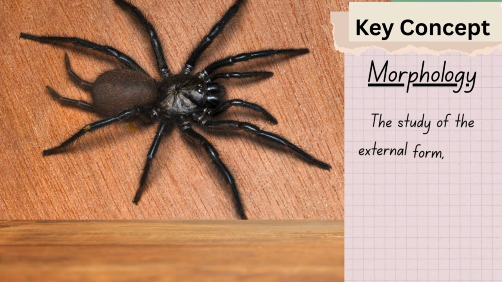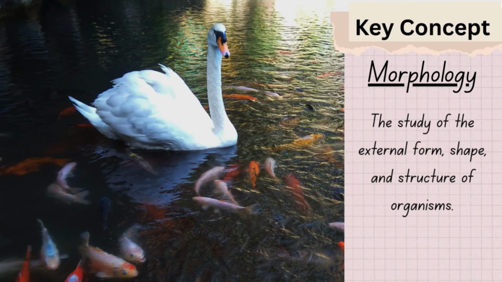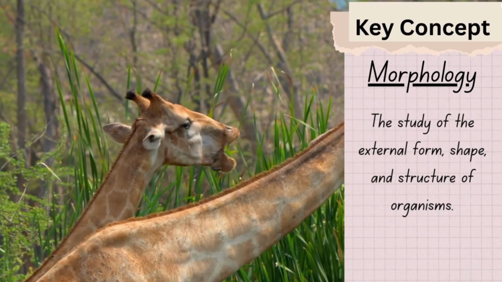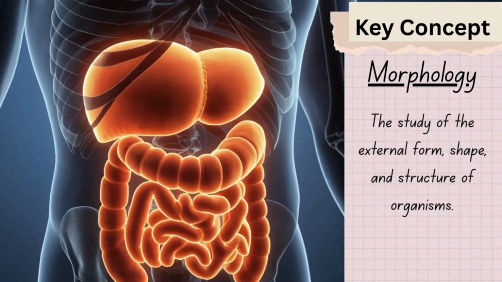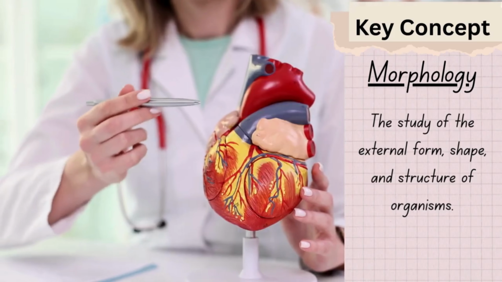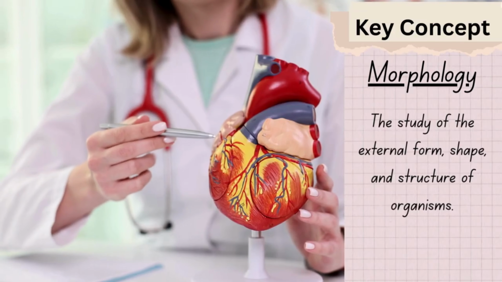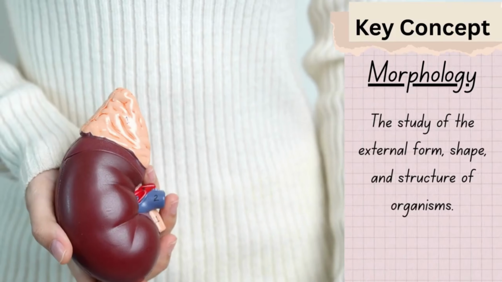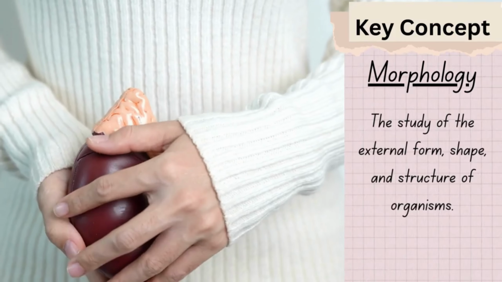It focuses on the external features of organisms such as shape, color, and patterns, along with how internal organs are reflected in their outer form. In short, morphology helps us understand the overall form and structure of living beings.